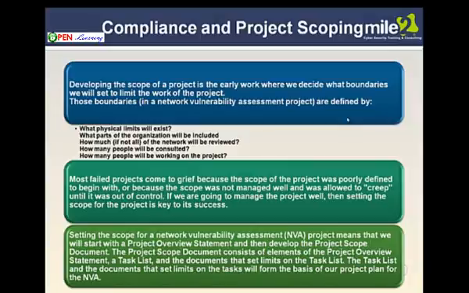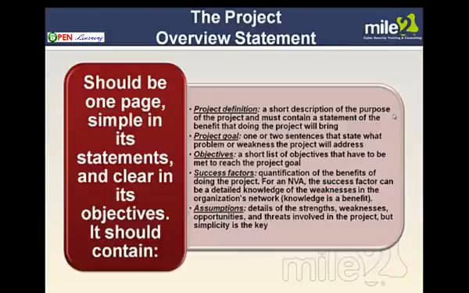We want to have a really good plan. We want to start out with what they call a project overview statement, and then develop a project scope document. We want our project overview statement to be 1 page, simple in its statements, clear in its objectives. What should it contain? Project definition, a short description of the purpose of the project. Project goal, 1 or 2 sentences that state the problem or weakness the project will address. Objectives, a short list of objectives to be met.